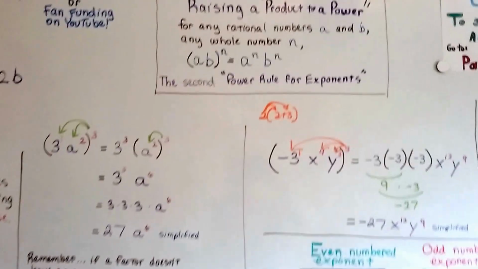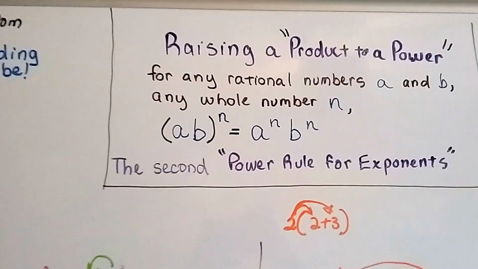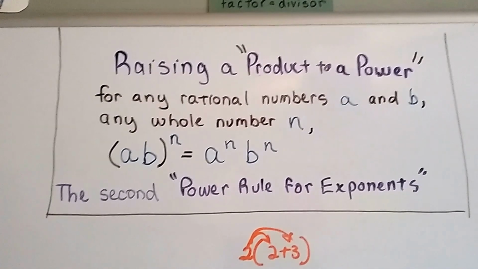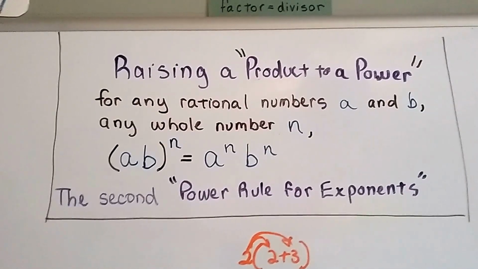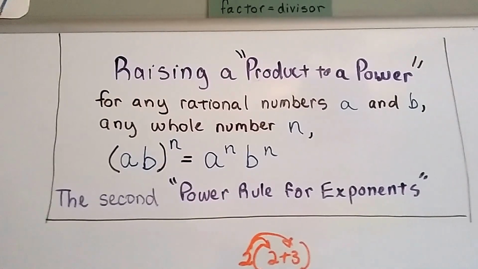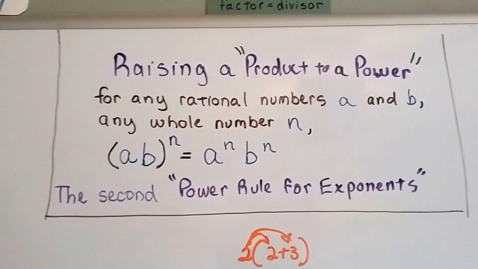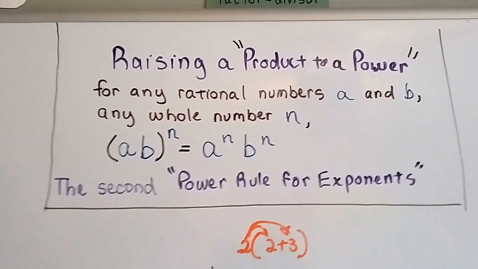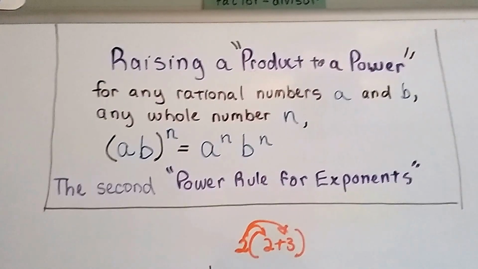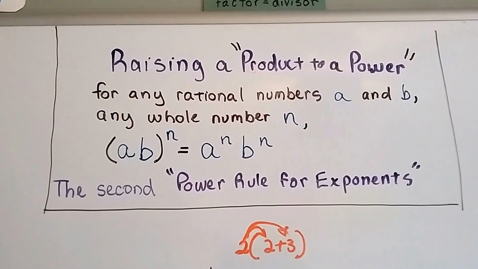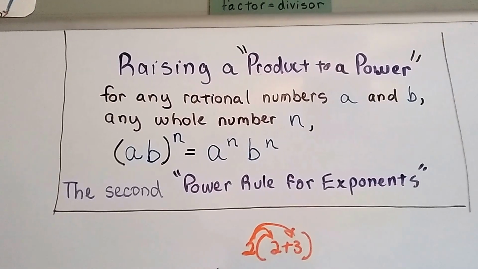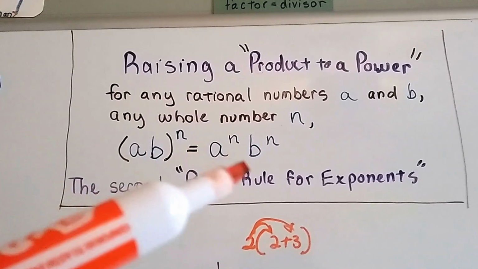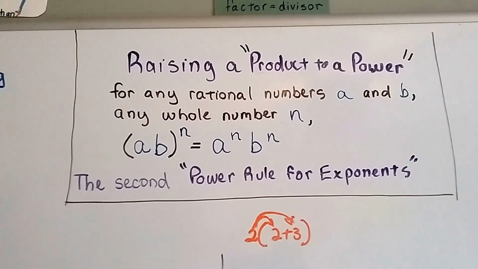And this is the second power rule for exponents. It's raising a product to a power. In the last video, we did raising a power to a power. Now we're raising a product to a power. And as I said in the last video, there's 3 of these power rules, and this is the second one, okay? We're going to talk about division and the quotient rule in the next video. This power rule for exponents just says that that little n right here is going to go to each one of them and become a to the n and b to the n. That's all. No big deal, okay?